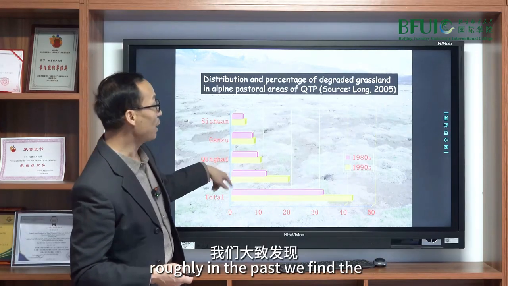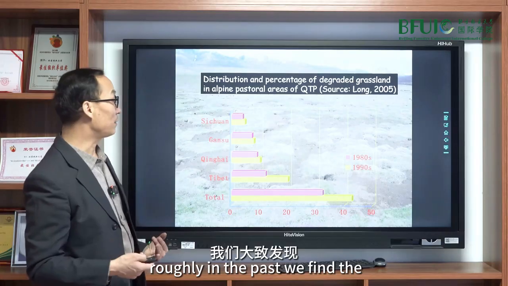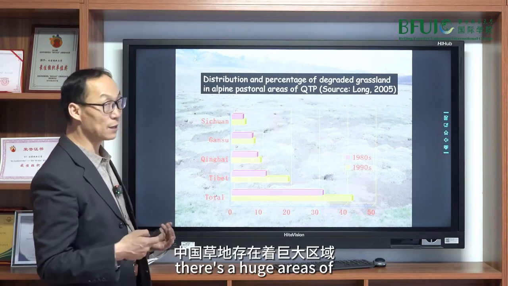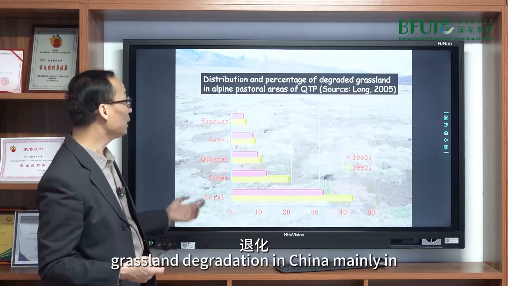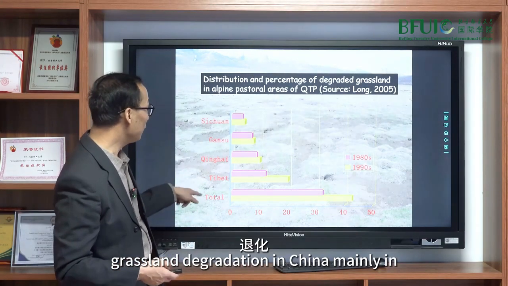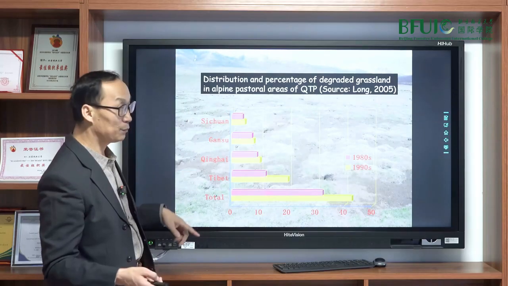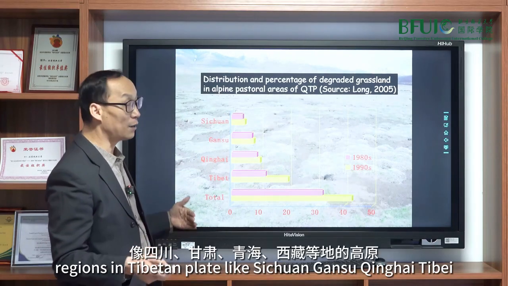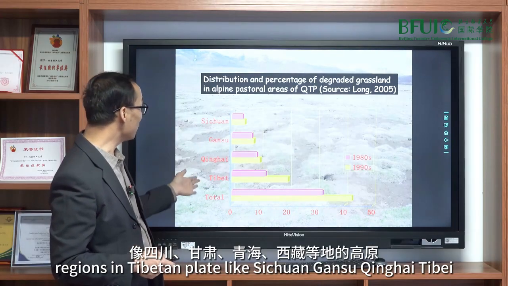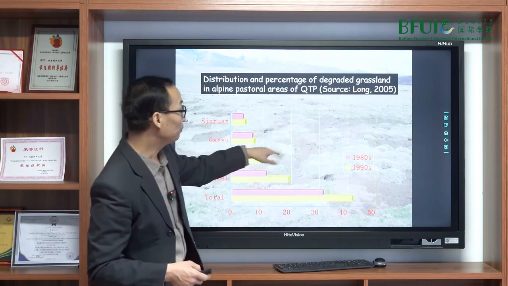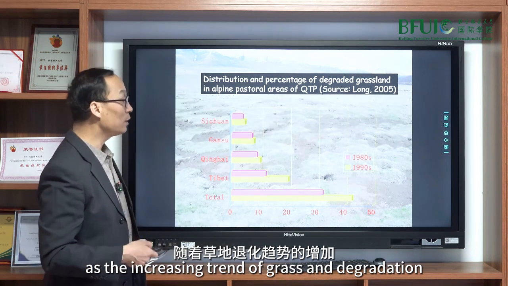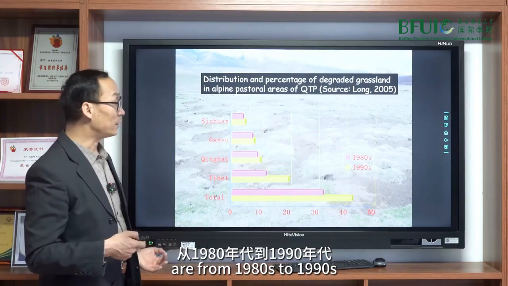So here, roughly, in the past, we found there are huge areas of grassland degradation in China, mainly in pastoral or grassland regions on the Tibetan plateau like Sichuan, Gansu, Qinghai, Tibet. So, there is an increasing trend of grassland degradation from the 1980s to the 1990s.